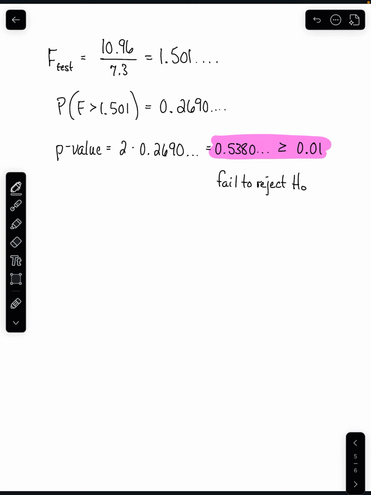Now, the null hypothesis said that all of the means were equal. What we see here is that there is not enough evidence to say that they're not. There is not enough evidence to suggest the means are not equal.